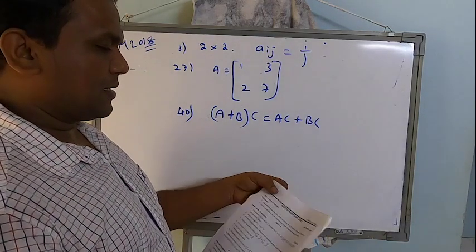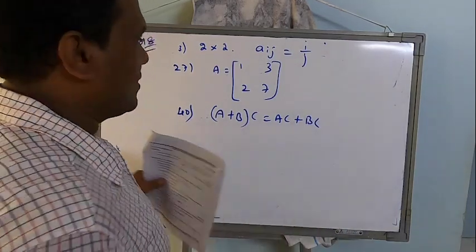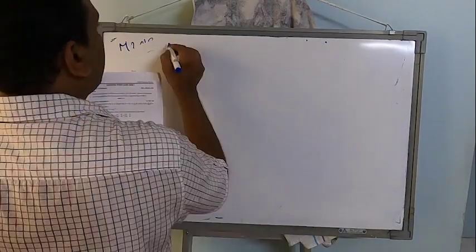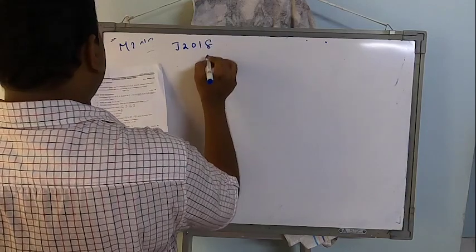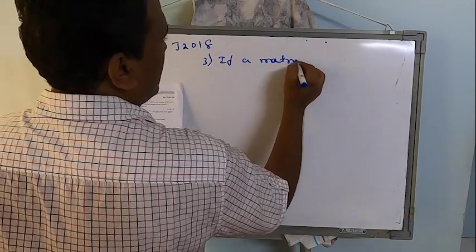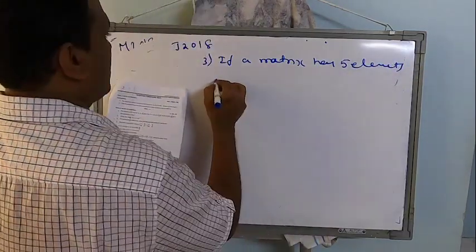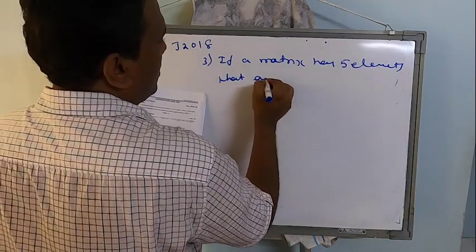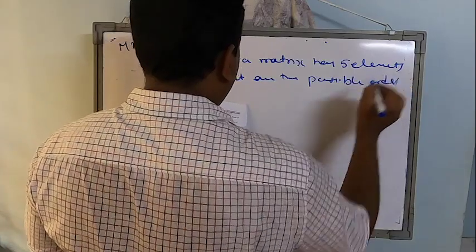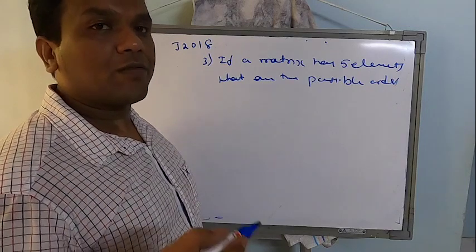Let's go to the next, and that's June 2018. In June 2018, what problems were given? I'll just quickly give you. In June 2018, problem number 3: if a matrix has 5 elements, what are the possible orders? If a matrix has 5 elements, what can be the possible orders of the matrix?